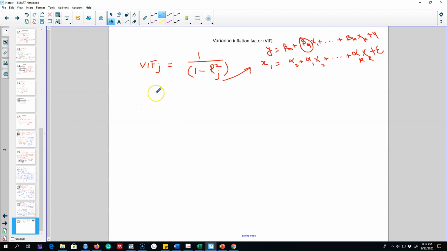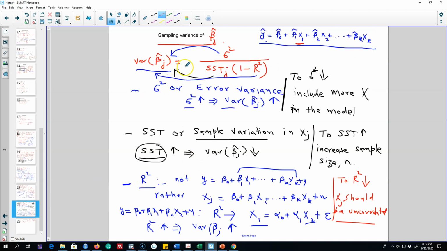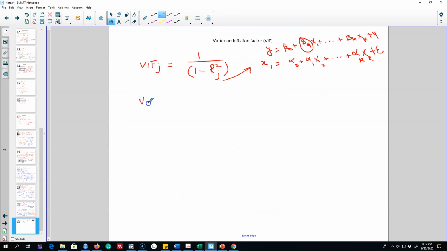This formula is directly related to the formula of variance that we got from here. What we are trying to do is splice out 1 minus r squared from here. Hence we'll have the variance of beta j, that is our variable of interest, equals sigma squared over the total sum of squares from the jth variable of interest, times the VIF from the jth variable of interest. The variance inflation factor is the factor by which the variance of beta j is higher because xj is not uncorrelated with the other explanatory variables.